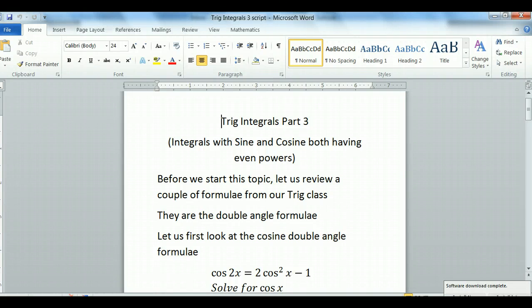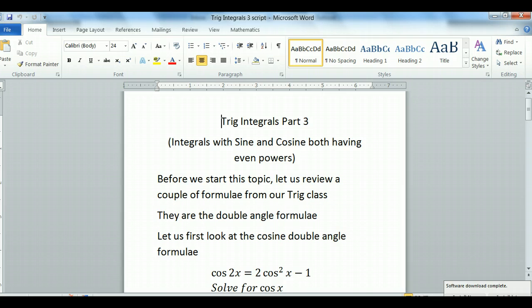Today we are going to do the third part of our video tutorial series on trig integrals. As I mentioned in the first part, trig integrals are integrals which have trigonometric functions in them. And so far we considered two types. We learned how to attack two types.